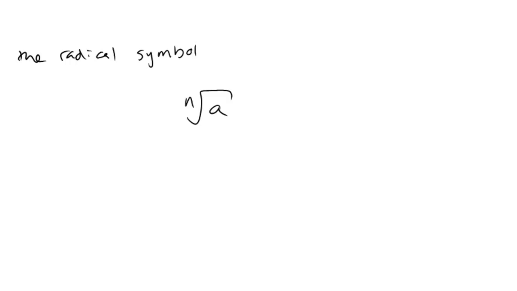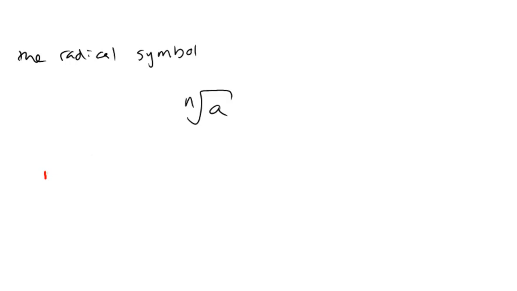So let's now talk about how you actually write these square roots and cube roots and fourth roots. It's using the radical symbol, at least this is one of the ways to write it. And this radical symbol right here, the way you say it is that is the nth root of a. So let's talk about how that actually works.